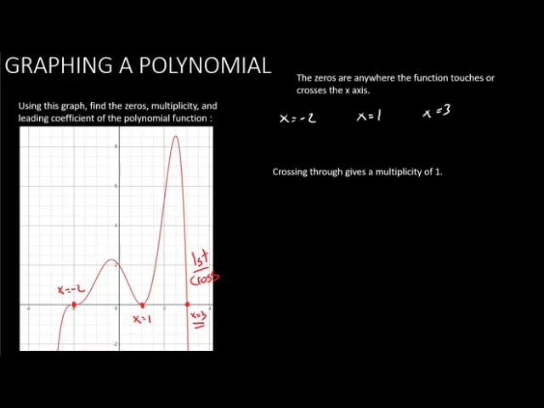If you look at this zero at x equals 1, you can see that the function touches the axis, but then bounces back up. If the function touches at a position, we can say that that zero is second power, or multiplicity 2.